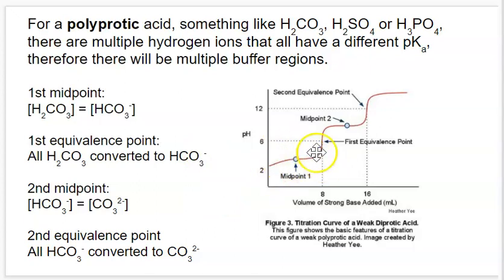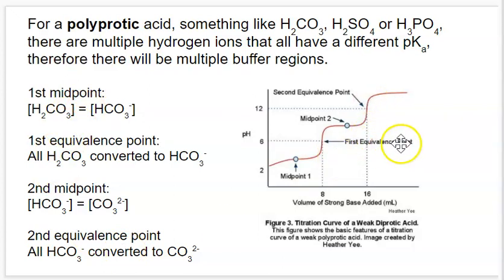So that was a tangent. Back to what I was saying. At the second midpoint, this is where our HCO3 minus is equal to our CO3 2 minus. And this is going to continue through the cycle, and it's going to reach a second equivalence point. And this is where all of the HCO3 minus is going to have been converted to CO3 2 minus. So this is the point where the amount of hydroxide being added to the solution is going to be equal to twice the amount of H2CO3 that there originally was because of the fact that there are 2 protons per every molecule. And at that point, all of the hydrogen ions have been used up.